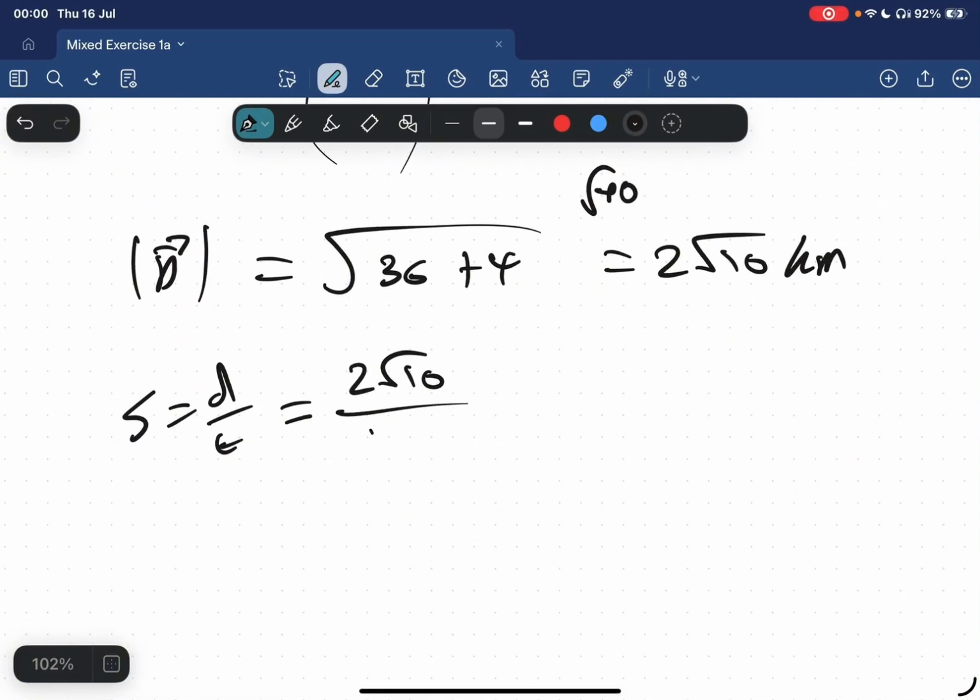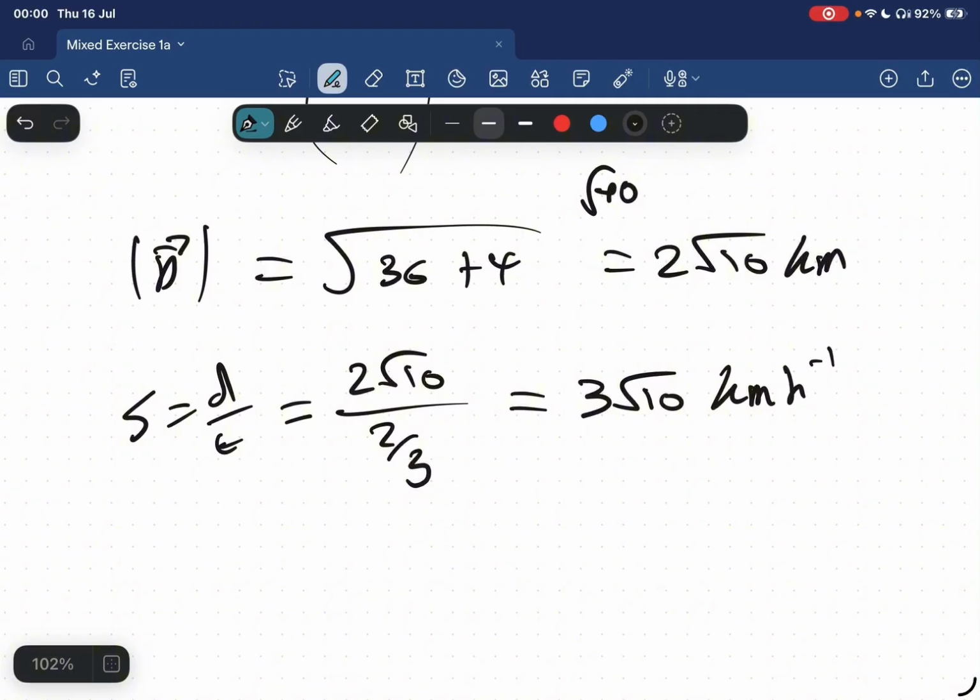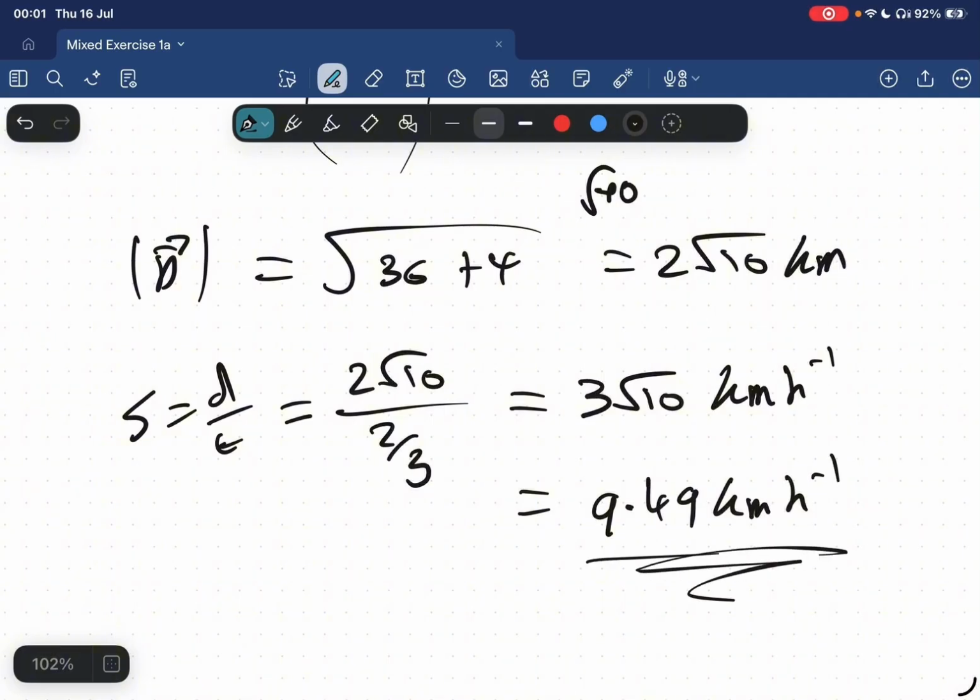So 2 root 10 over 2/3, that was our time. This is 3 root 10 kilometers per hour. And as this is physics, we don't want to leave it as a surd. Instead, I'm going to put that in my calculator, and I'm going to get 9.49 kilometers per hour. And that is your final answer.